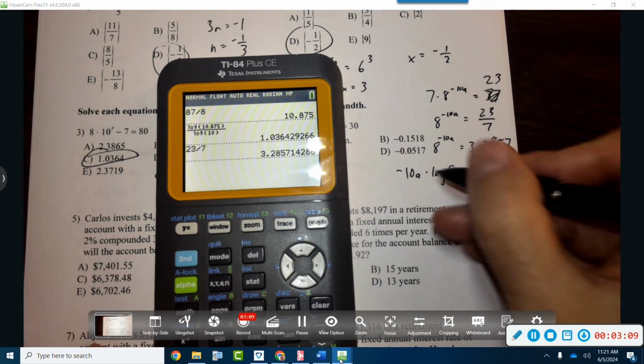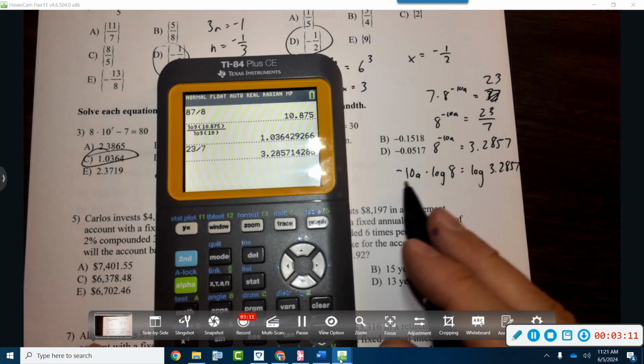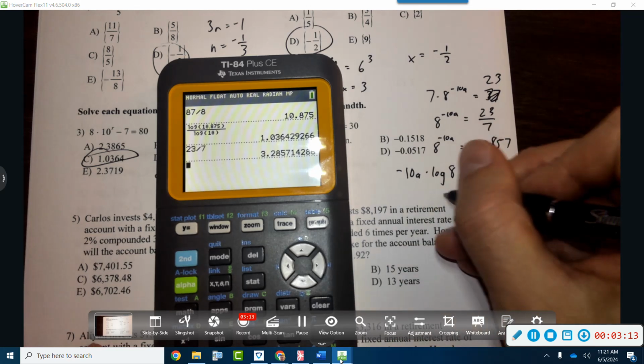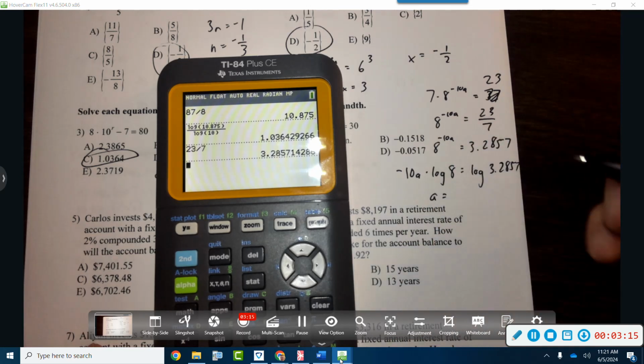All right. Now when I take the log, I can take that 10a down. All right. Now I'm going to divide by -10 and the log of 8 at the same time.